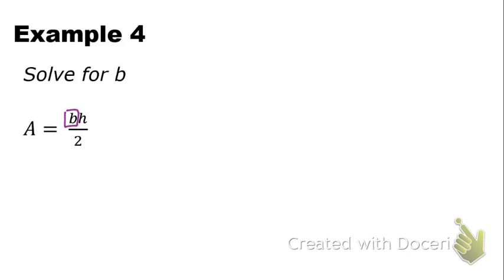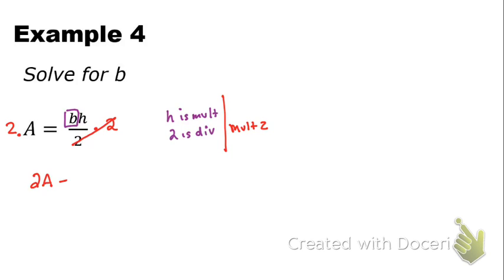The h is multiplying, and the 2 is dividing. So we're going to do the inverse of those things. So again, we're going to start with the division by 2. The inverse, the opposite of that, is to multiply by 2. So we're going to multiply by 2 on both sides. When I multiply by 2, remember this would cancel this out. So we'd be left with 2a equals bh.